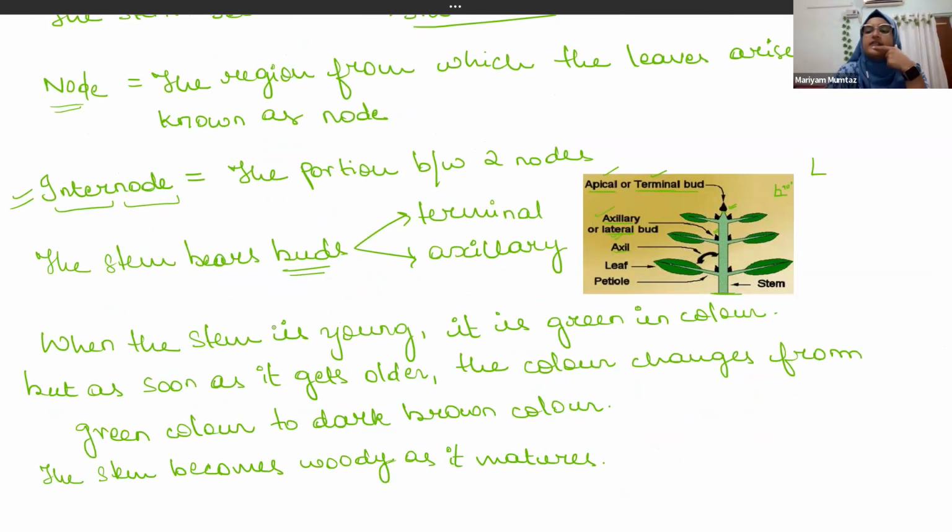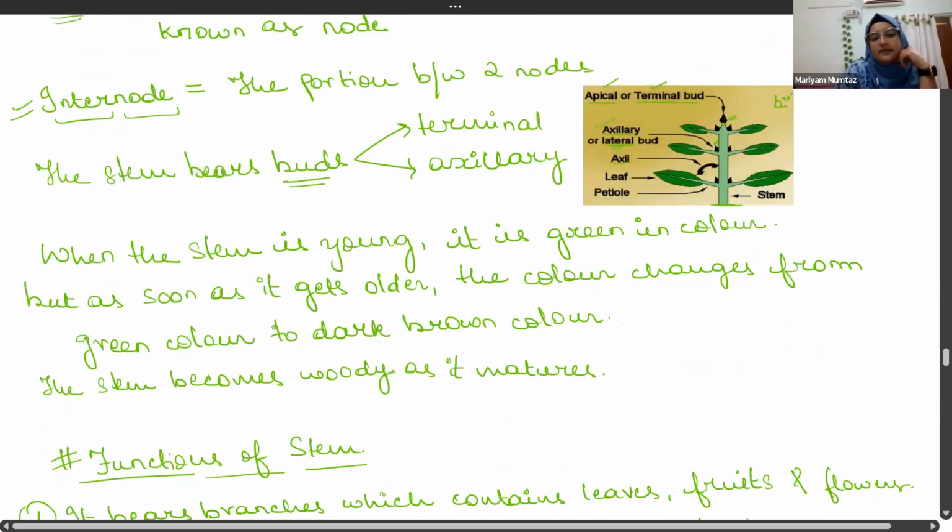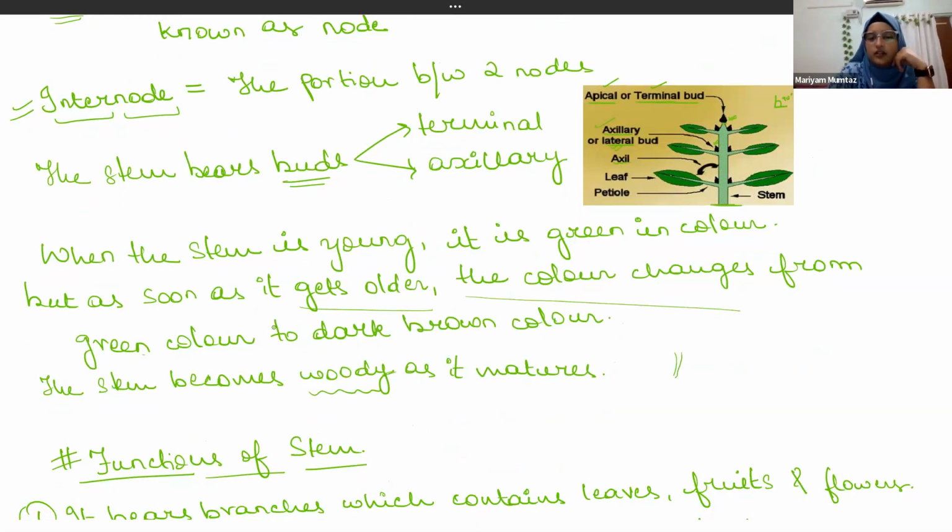Okay. Whenever we see a small plant, isn't it easy to break? The stem is easy to break, isn't it? But can you break a tree with your hands? No, of course not. So when the stem is young, it is green in color, but as soon as it gets older, the color changes from green to dark brown, as the bark of the tree is, and the stem becomes woody. First, it was very normal and thin and baby-like, and then it turned woody.